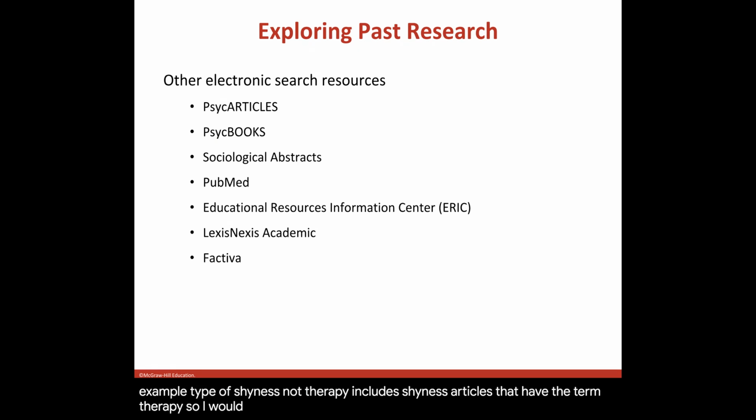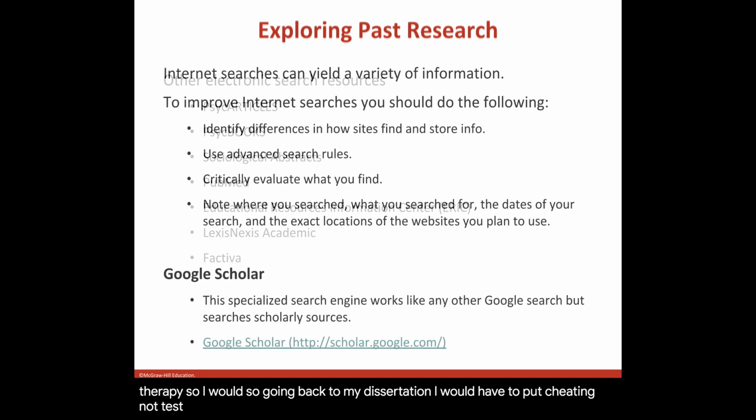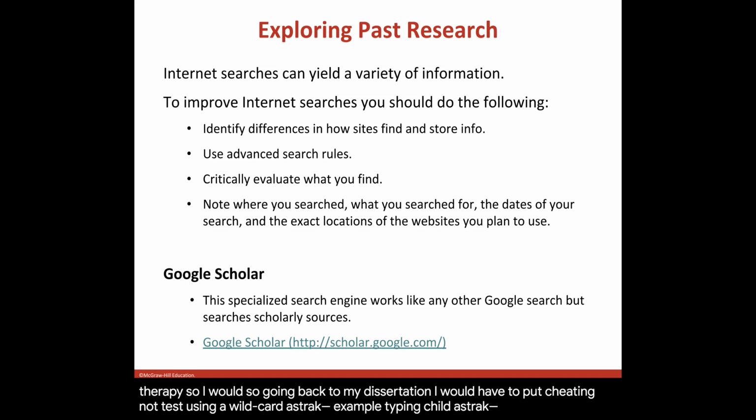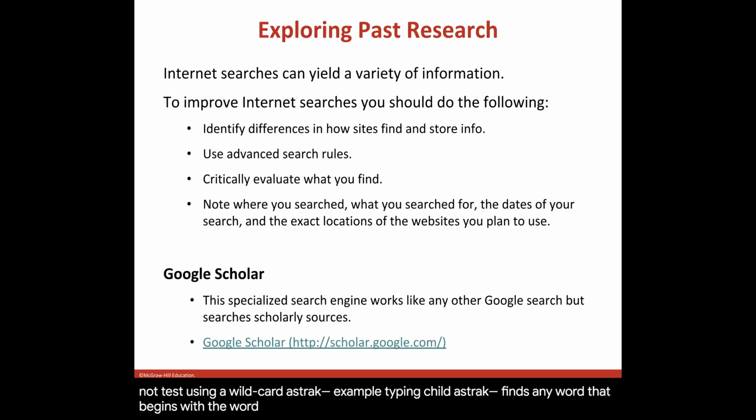Ways to explore past research: you can use PsycArticle, PsycBook, Sociological Abstract, PubMed. So these are a list of other search engines that you can use other than PsycInfo and Google Scholar. Internet search engines can reveal a variety of information. To improve internet searches, you should do the following: identify differences in how sites find and store info, use advanced search rules, critically evaluate what you find, note where you selected it, what you searched for, the dates of your search, and the exact locations of the website you use.